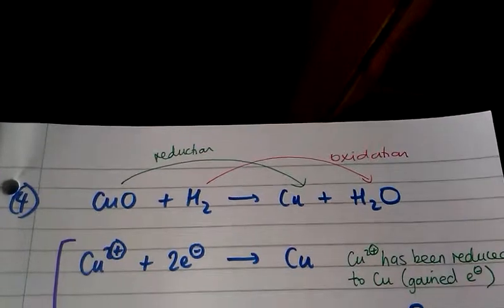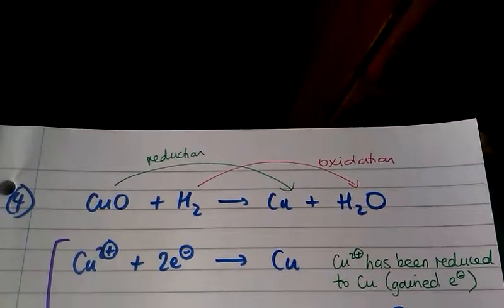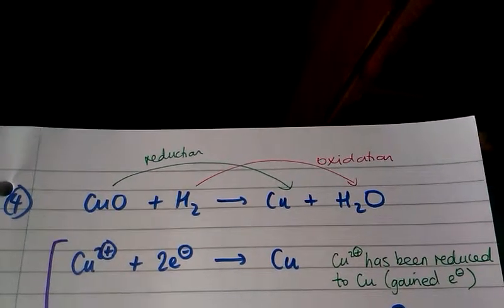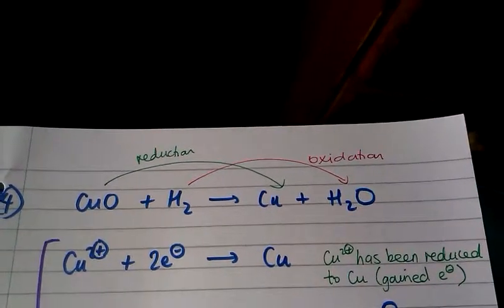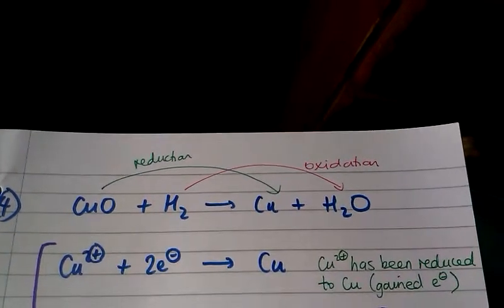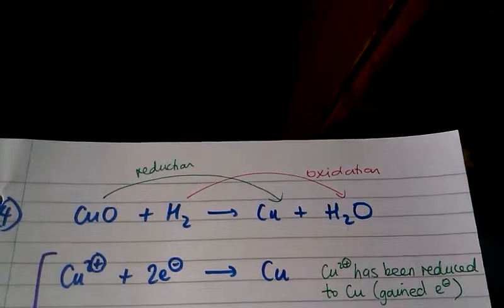we start with Cu2+ in the copper oxide, so that has to gain 2 electrons to give us copper. So the Cu2+ has been reduced to copper because it has gained electrons.